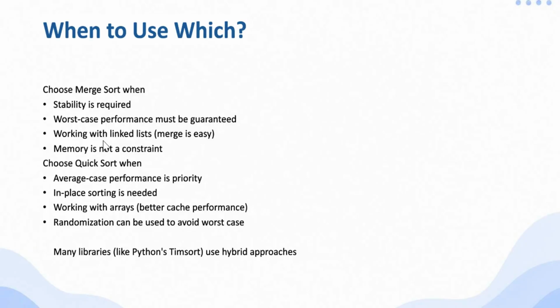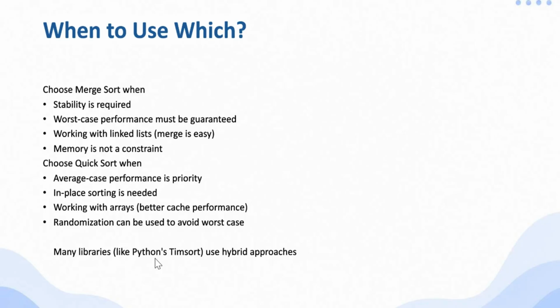On the other hand, choose quick sort when average case performance is your priority, and since it sorts in place, it requires very little extra memory. It also performs exceptionally well on arrays because of better cache utilization, right? And by selecting a good pivot, such as using randomization or the median-of-3 technique, you can greatly reduce the chances of encountering the worst case.